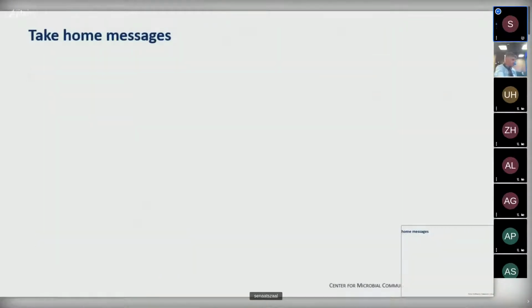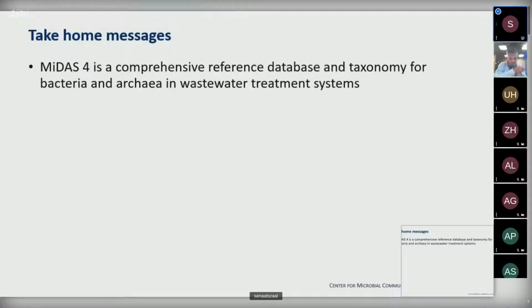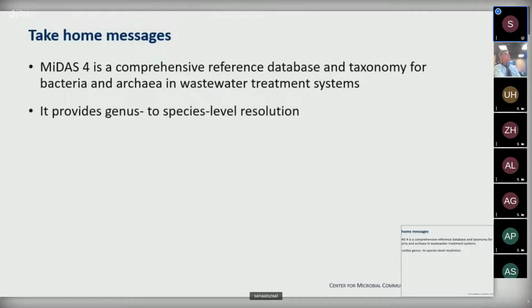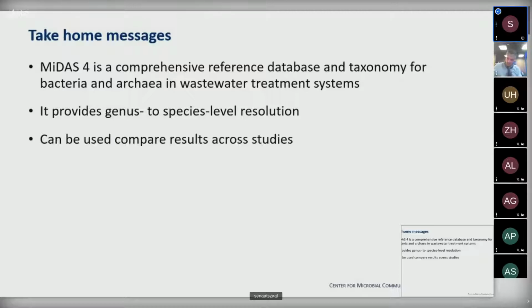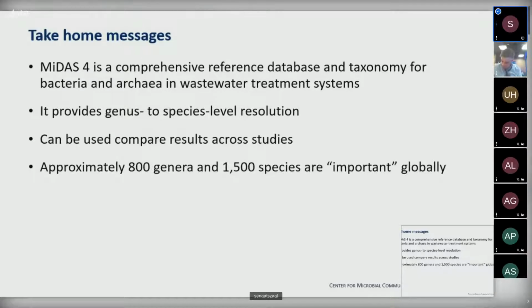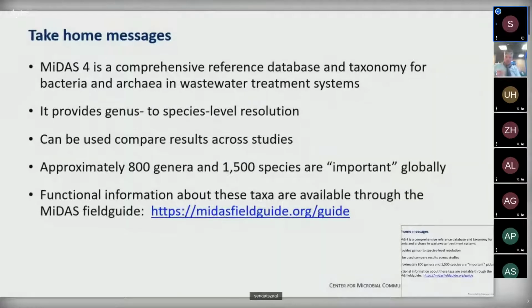So what are the take-home messages? I hope I convinced you that MiDAS 4 is a unifying comprehensive reference database and taxonomy for bacteria and archaea in wastewater treatment systems. That it provides this genus to species level resolution for the first time, and it can be used to compare results across studies, even though different amplicon primers have been used. We also showed that there are approximately 800 genera and 1,500 species which are globally important. And if we learn about those, we can actually predict most of the things which are happening in the wastewater treatment systems. And functional information about these taxa are available through the MiDAS field guide that you can access through this link here.